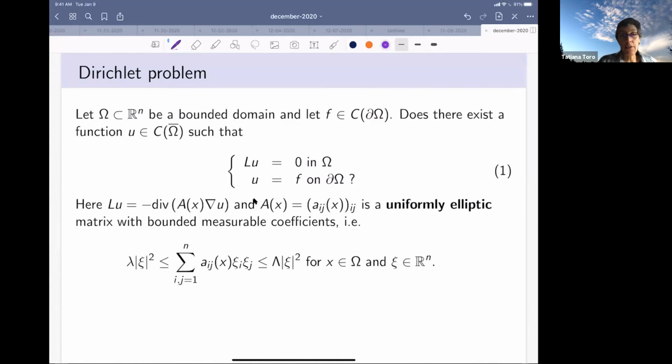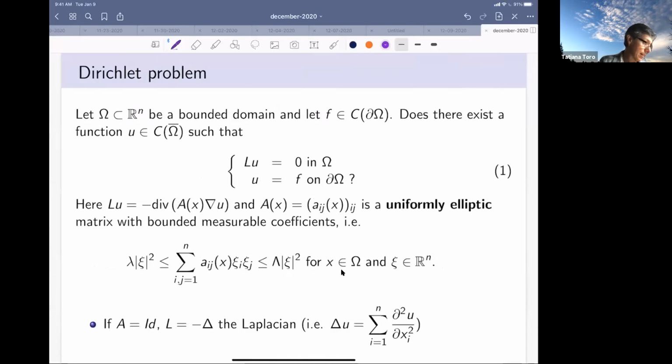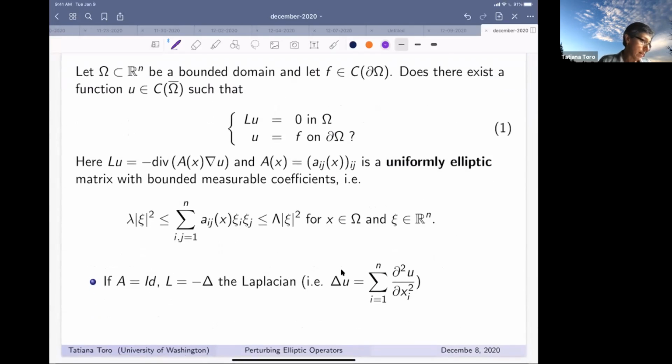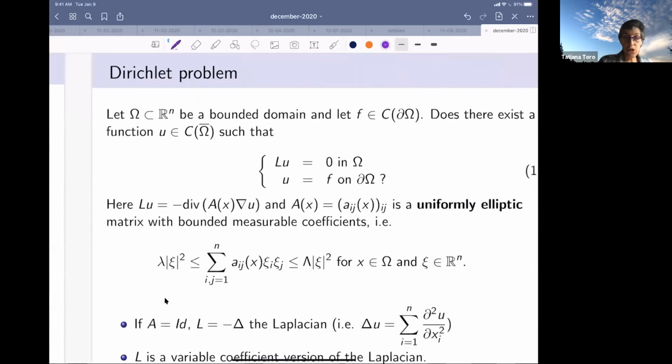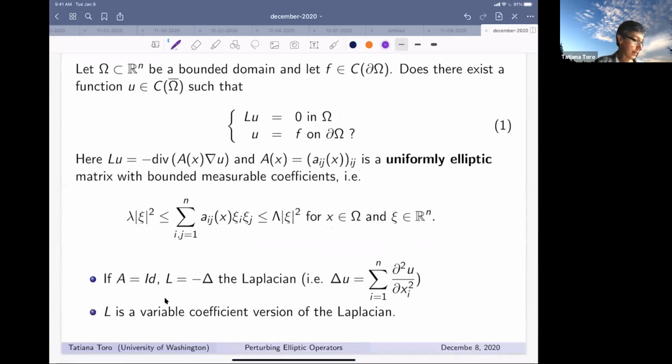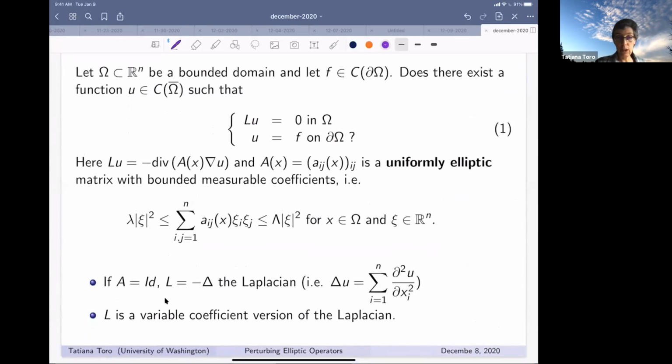And L is a divergence form operator, which is uniformly elliptic, and we assume it has bounded measurable coefficients. For part of the talk, we will not need that this is a symmetric matrix. We'll address that, okay? But it's elliptic. They're all elliptic, uniformly elliptic. So I remind you, if A is the identity, we have the Laplacian, and in general, think of L as a variable coefficient version of the Laplacian.